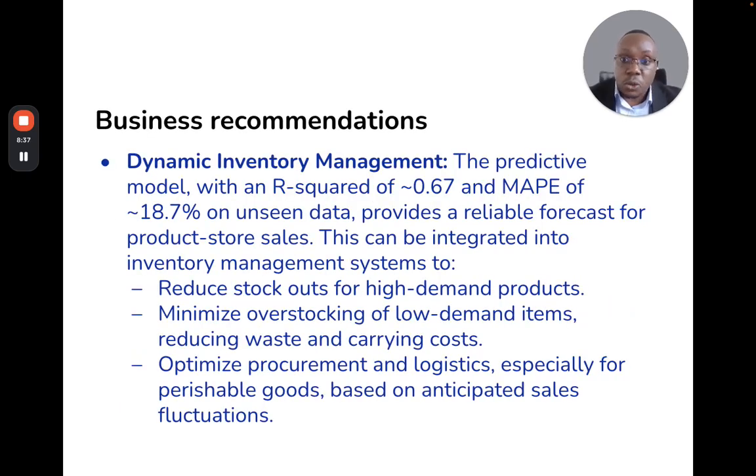It is very important to do dynamic inventory management. Remember, our model produced an R squared of 0.67 and is off by about 18.7%, a strong model, so you can really rely on this model to plan for stockouts, minimize overstocking, and really optimize procurement and logistics, especially for perishable goods, based on the anticipated sales fluctuations.